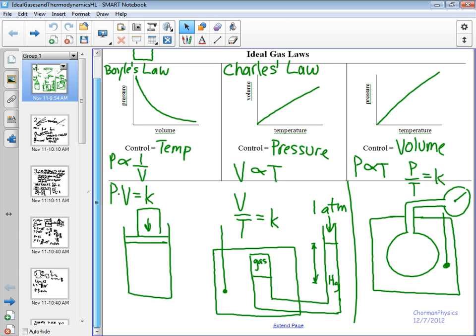The important thing here that I want to get at is what the control variable is in each of these situations. So for temperature, to control that for Boyle's law, the volume has to be changed very slowly for the temperature to remain constant, all right? For you to see that change in pressure. That's pretty much all that's happening here, okay?